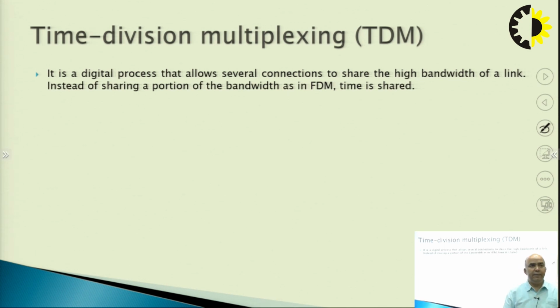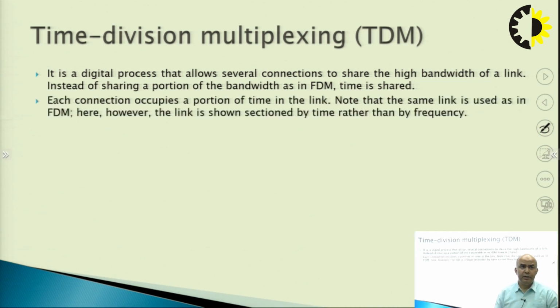Time in the sense that, let's suppose multiple users are sending data. A time slot is allocated to each node. During that time slot, that user transmits the data using the same line. So during that time frame, others will not send data. Each connection occupies a portion of time in the link. Note here that the same link is used as in FDM. However, the link is shared in time rather than frequency.